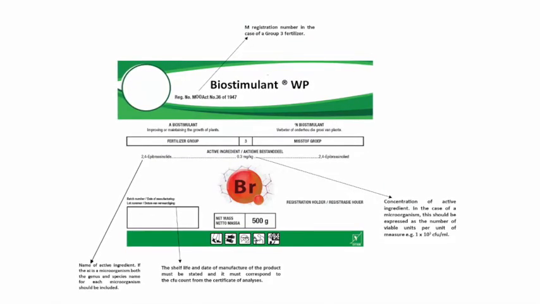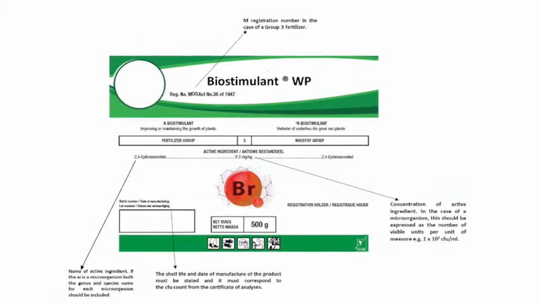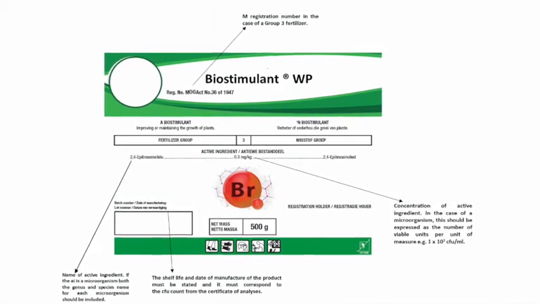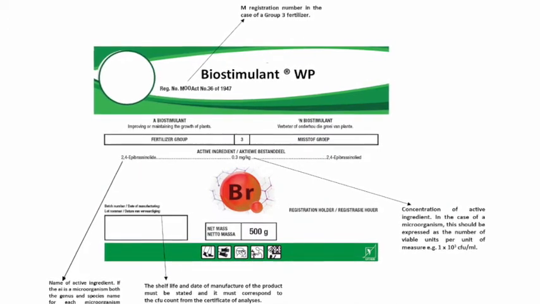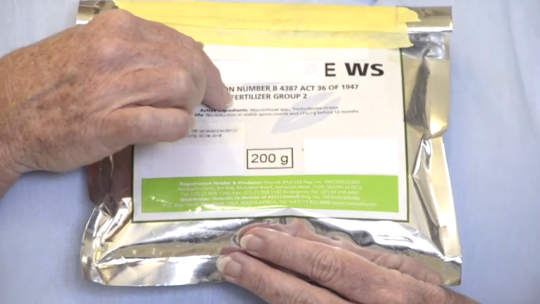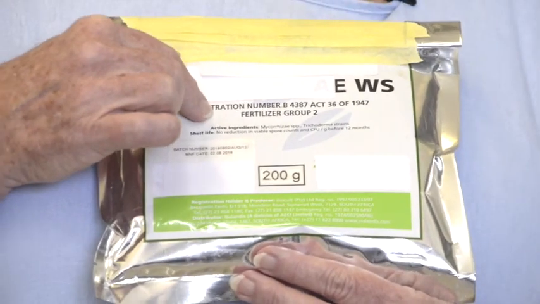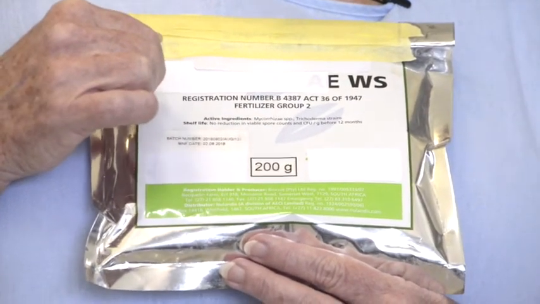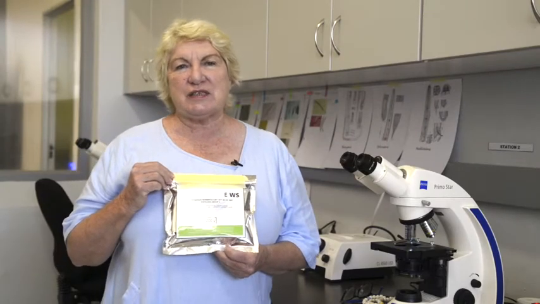In the case of a biostimulant, it also receives a registration number, but this number starts with an M. The ones prior to 2019 would have had a B number, and they fall under fertilizer group 3. Biofertilizers also have to list the active ingredient, again, the genus name and species name of all the organisms, if there are organisms in the biostimulant, as well as the shelf life and the content.